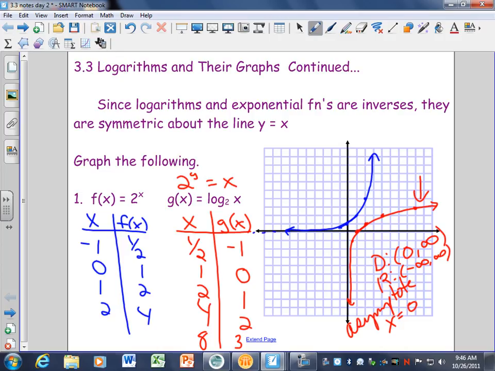So the asymptote on an exponential is a horizontal line. Horizontal lines are always y equals that number. This is a vertical line. It's never going to go past this number. The x is never going to be 0. It's never going to be anything less than that. So that is a vertical line, and vertical lines are always x equals whatever that value is, which is 0.